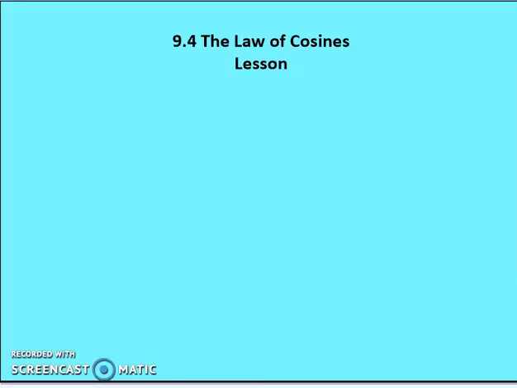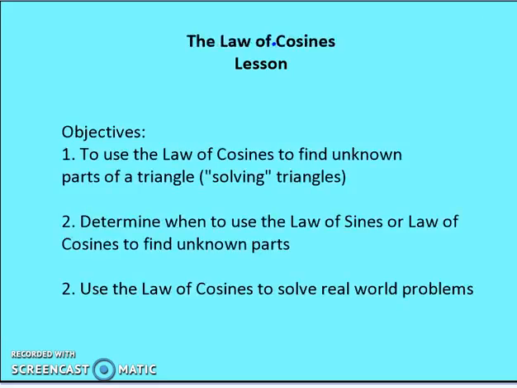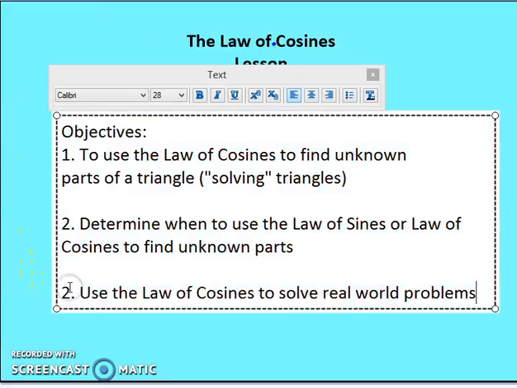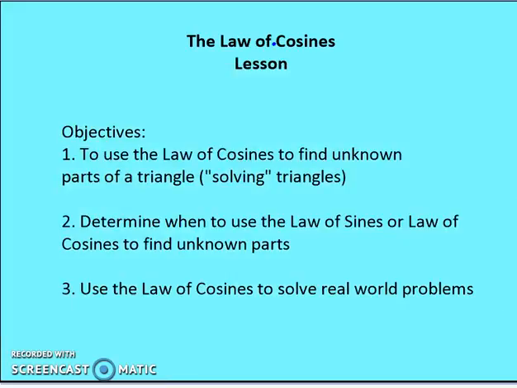In this edition of Otten Math, we're going to talk about the law of cosines. Our objectives are to use the law of cosines to find unknown parts of a triangle, which we're calling solving triangles. Then we're going to determine when to use the law of sines or the law of cosines to find unknown parts, and then use the law of cosines to solve real-world and application problems.